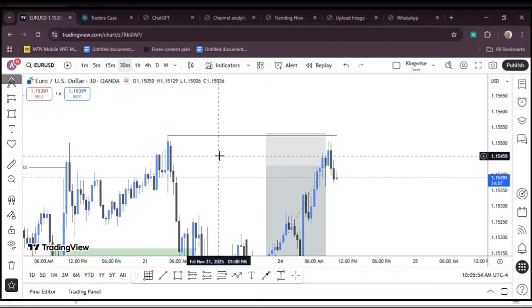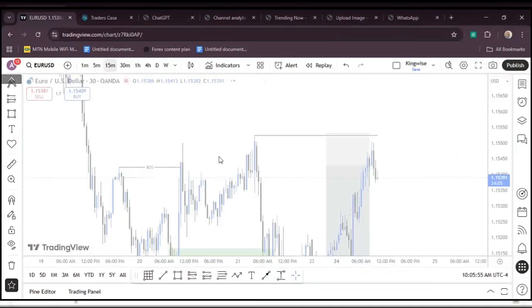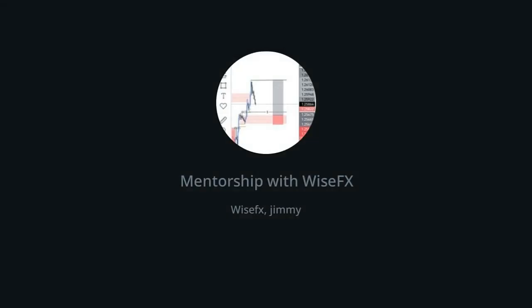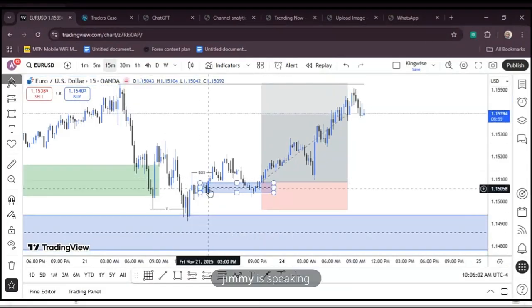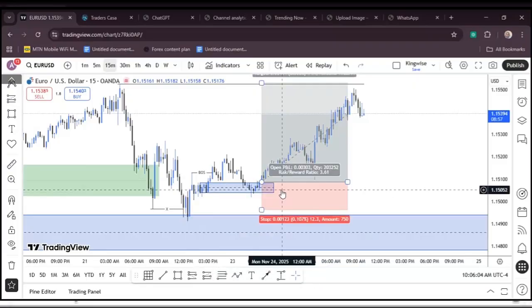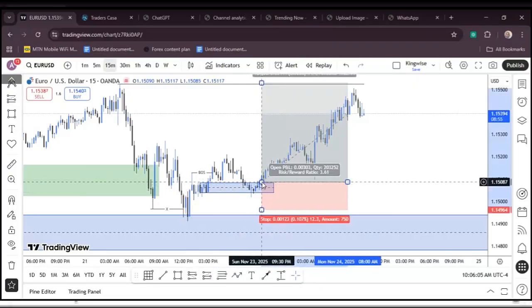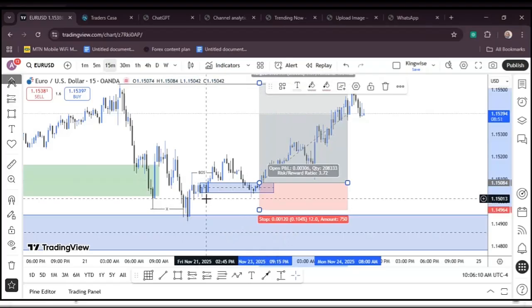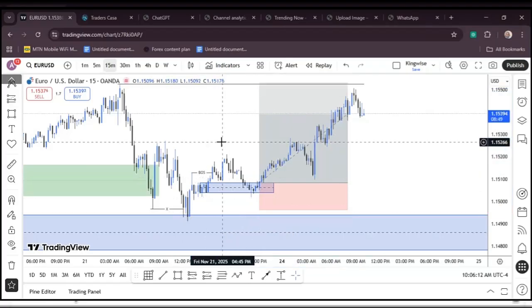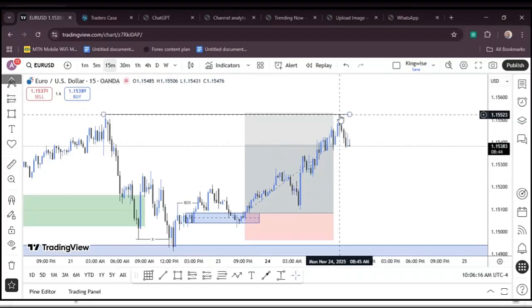So you can still go down to your 15 minutes. On the 15 minutes, I still saw that this candlestick was still there for me. So that was why I took my entry here, and then I just gave a little bit of space and expect price to get to this high.